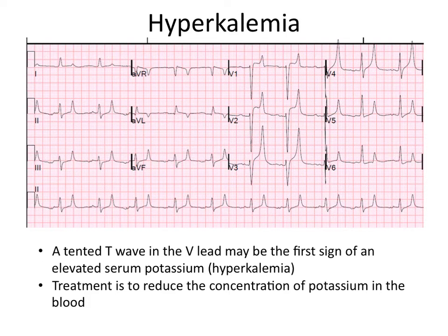Here is an example of another 12-lead electrocardiogram of a patient with hyperkalemia. Again, you see tented T waves in this patient's V leads starting in V3, V4, and V5.